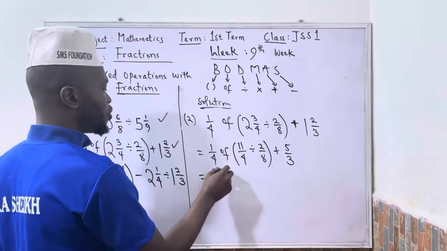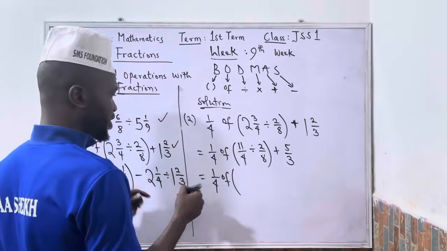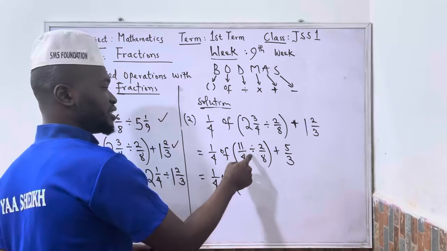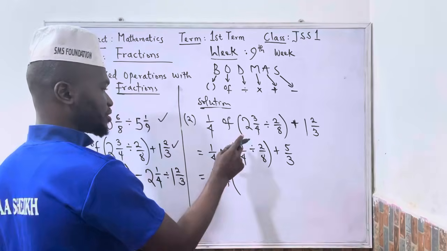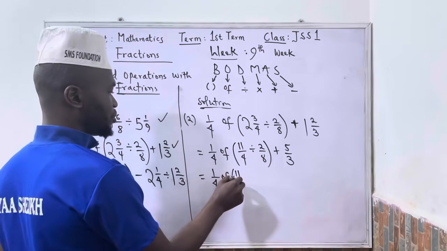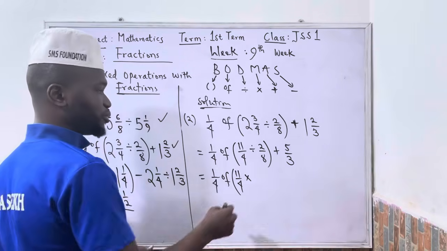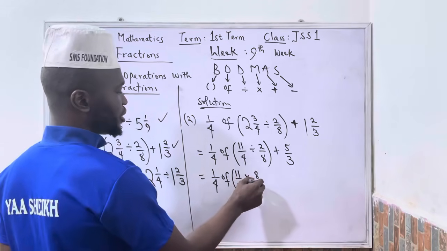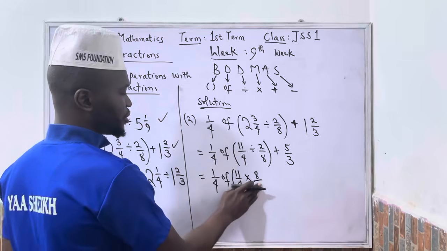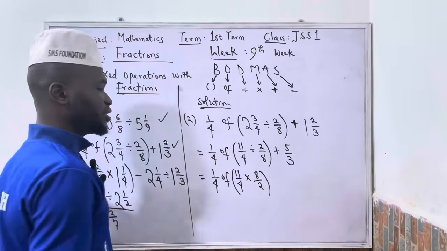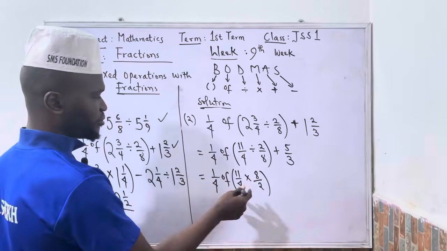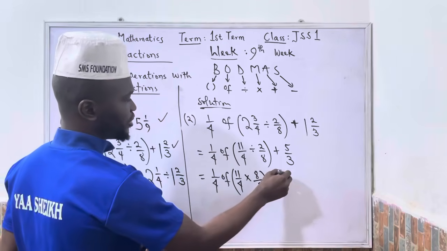It's 1 over 4 of. So now the bracket, there is division in the bracket. So let's first of all write 11 over 4. Division will turn to multiplication. That's the change and flip rule. Then this is coming up and this is going down, 8 over 2. Now, what we have here can be reduced. Okay, we have plus 5 over 3.